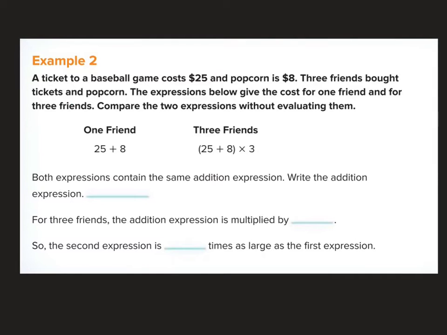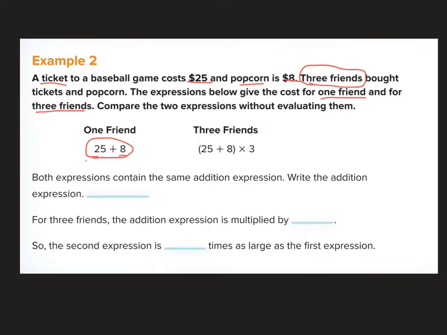A ticket to a baseball game costs $25. Popcorn is $8. 3 friends, okay, I'm going to circle that because that's not a number, so it might not stick out to me. So a ticket is $25. Popcorn is $8. 3 friends bought tickets and popcorn. The expressions below give the cost for 1 friend and for 3 friends. Compare the 2 expressions without evaluating them. So if one person is going to buy a ticket and a thing of popcorn, well, that's expensive popcorn, it's going to be 25 plus 8.